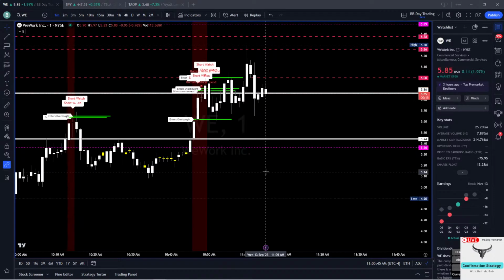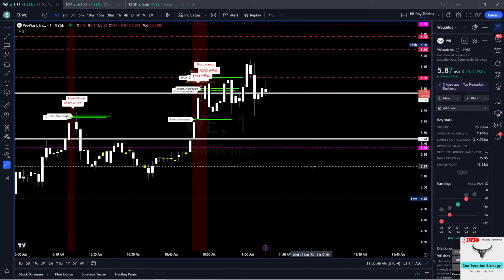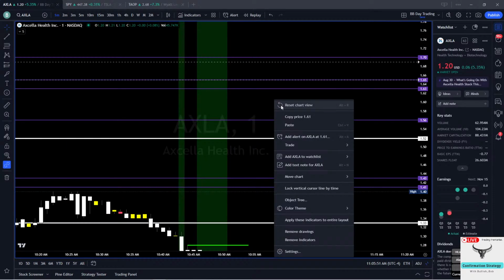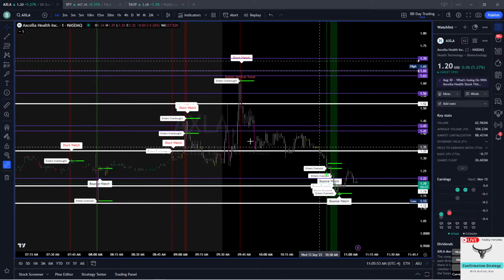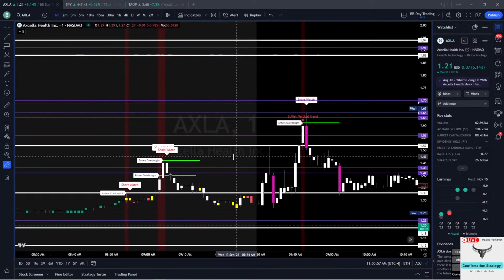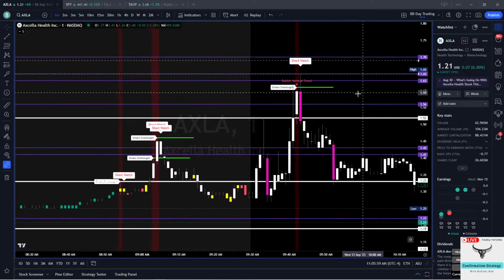So this one is hitting the scanners, WE. I think we have FFIE hitting the scanners as well. How about AXLA? What's this one been doing today? Oh, look at this, guys. We had these levels mapped out too. Let's see.